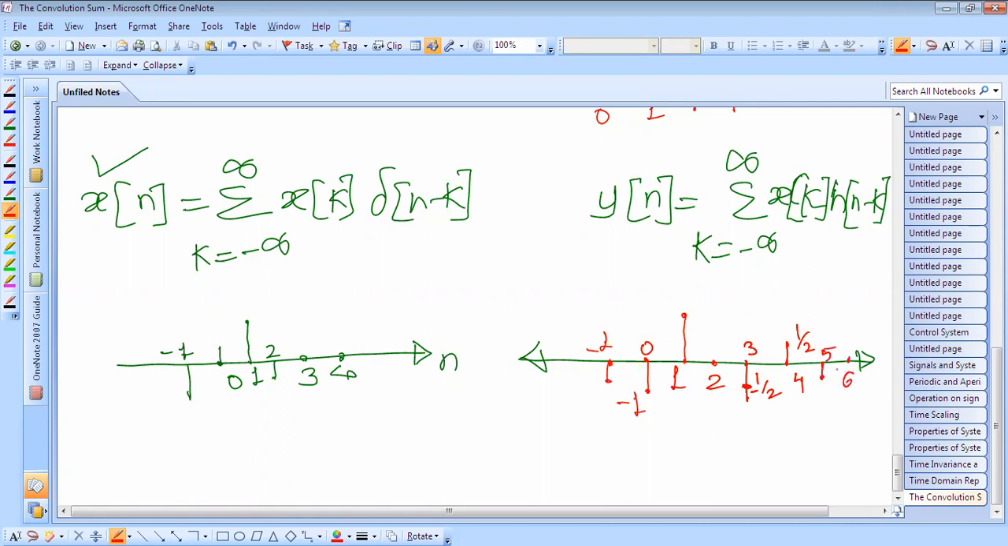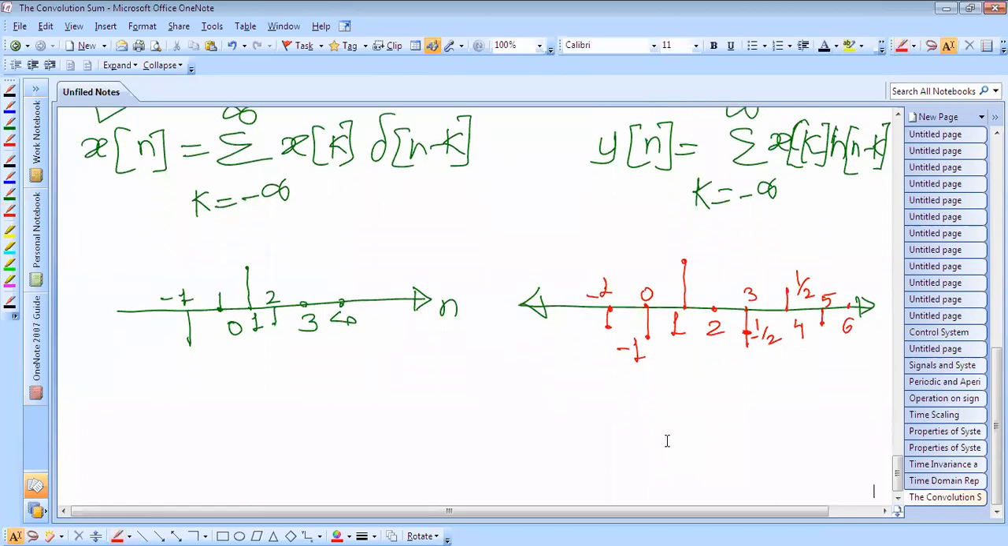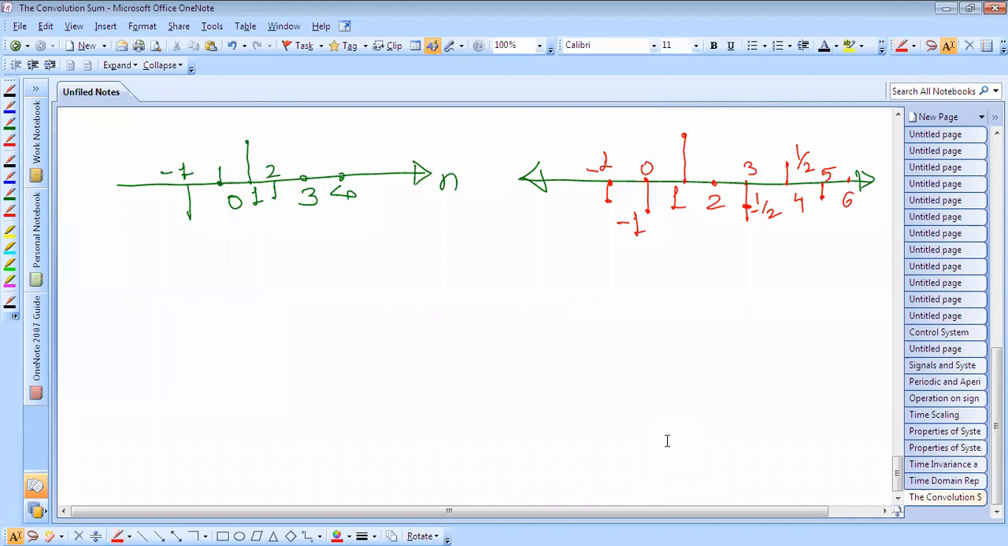And this is 6. So this is the decomposition of the input x of n into the weighted sum of the time shifted impulses. That results into the output y of n given by the weighted sum of the time shifted impulse responses. So we'll consider one linear time invariant system. We'll now solve an example again, which will be very clear to you.